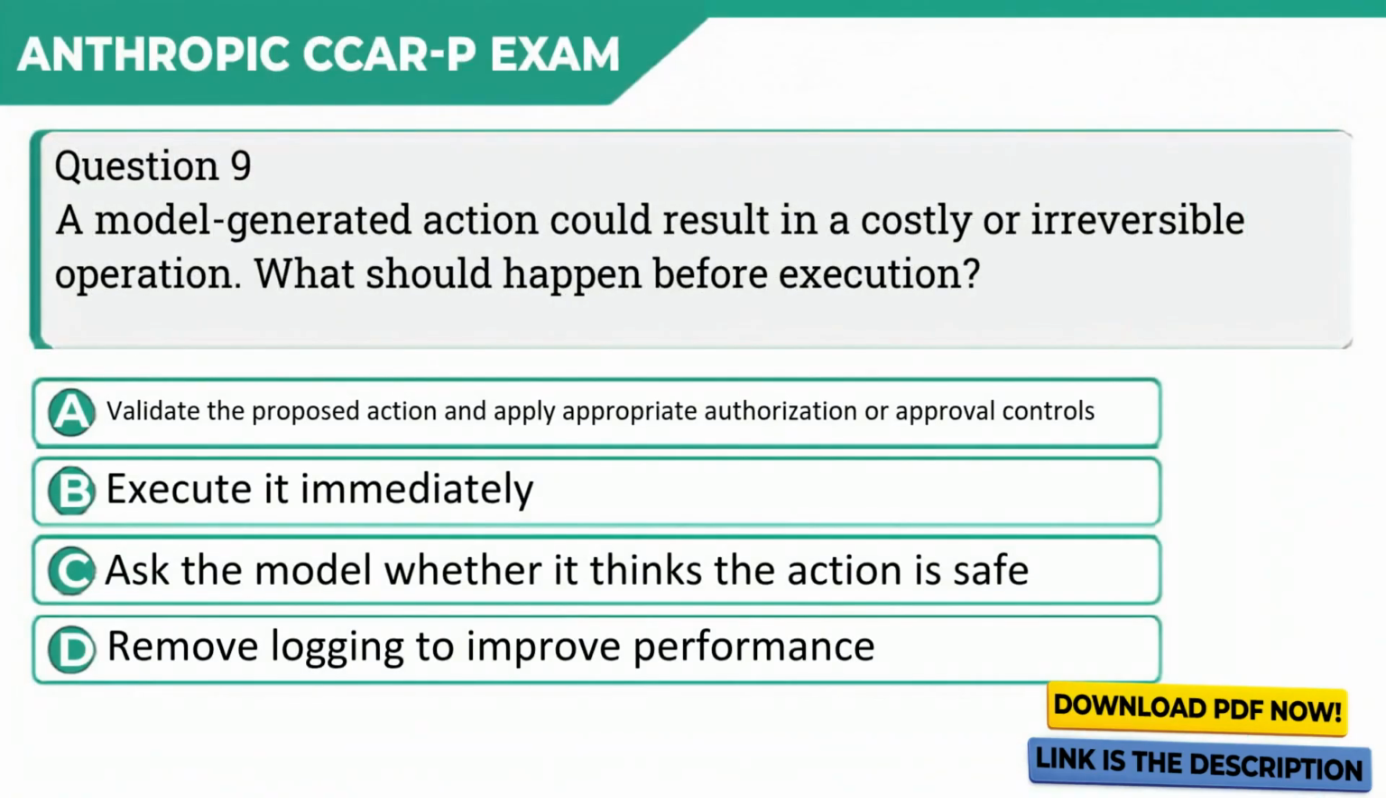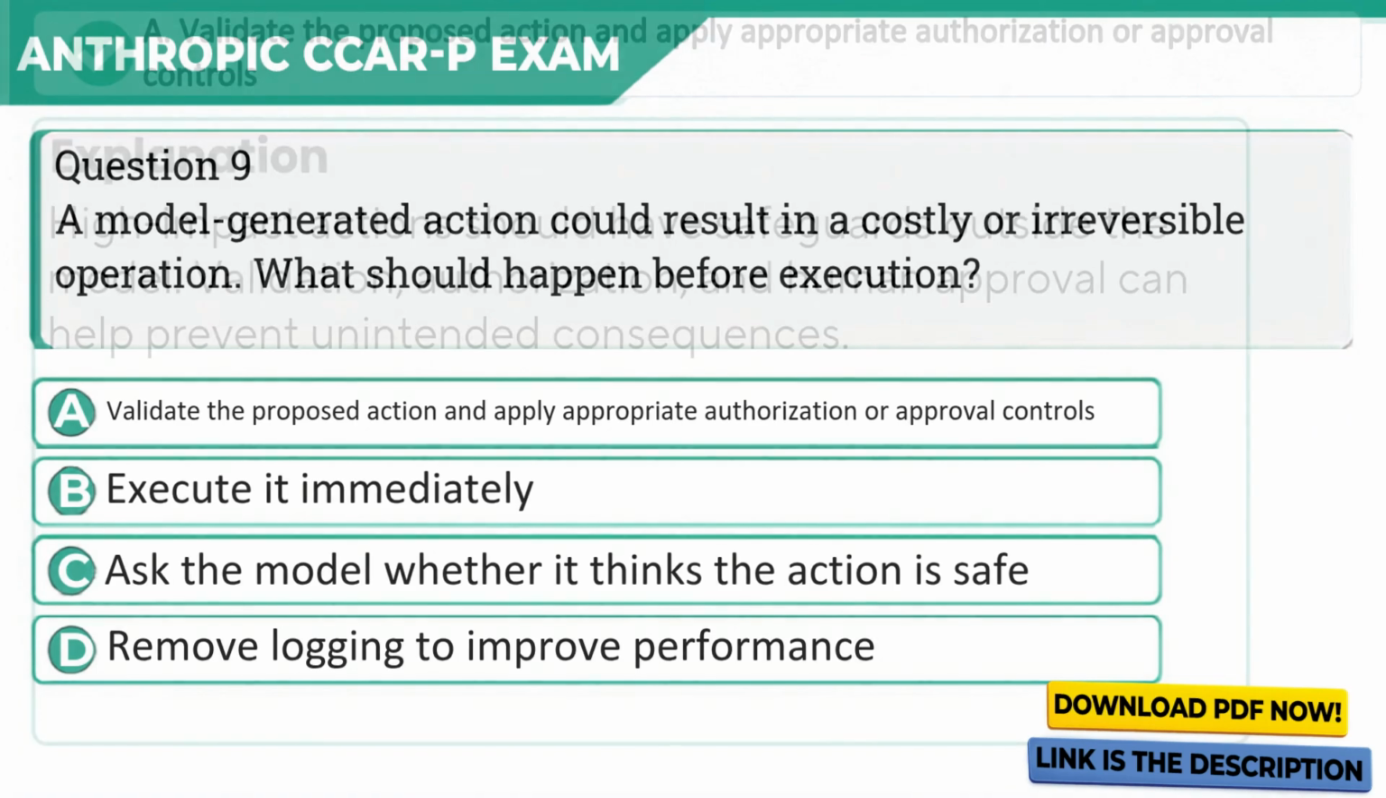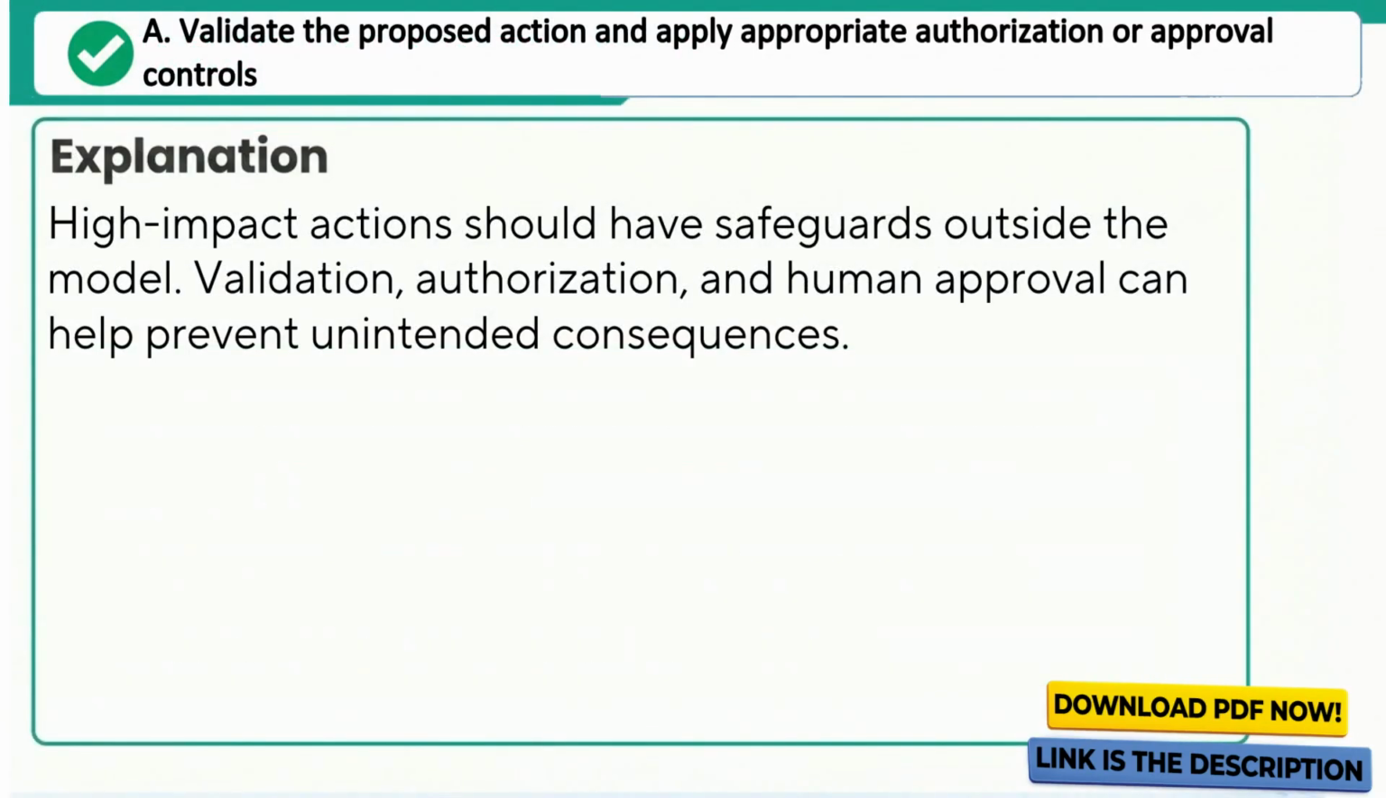Question 9. A model-generated action could result in a costly or irreversible operation. What should happen before execution? A. Validate the proposed action and apply appropriate authorization or approval controls. B. Execute it immediately. C. Ask the model whether it thinks the action is safe. D. Remove logging to improve performance. Correct answer: A. Validate the proposed action and apply appropriate authorization or approval controls. Explanation: high-impact actions should have safeguards outside the model. Validation, authorization, and human approval can help prevent unintended consequences.